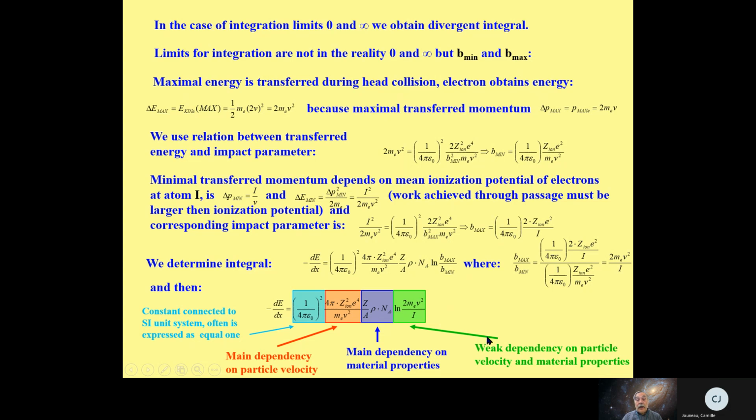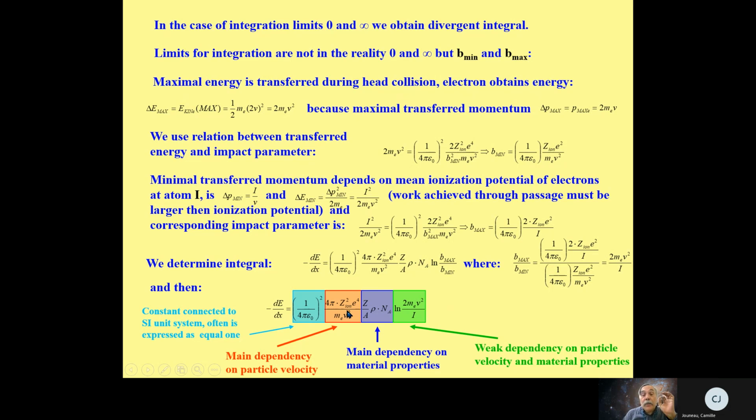and in principle also on mass number, because it is the influence of this atomic density here. And the last part is a weak dependency on particle velocity and material properties. Here you have a dependency on the logarithm of the square of velocity, and here this is also a dependency on ionization potential, which is necessary for ionization of this material.